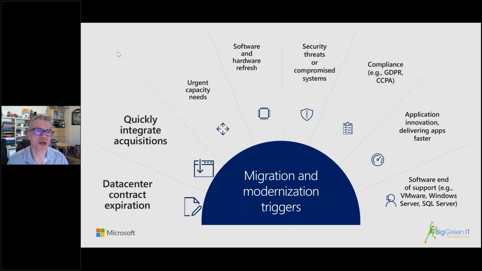So integrations, whether you're buying a company or moving your resources into someone that has bought you, either way, moving things into Azure can be a really good way to facilitate that.